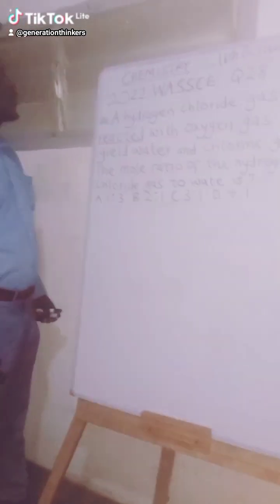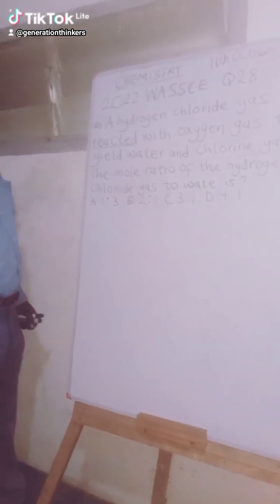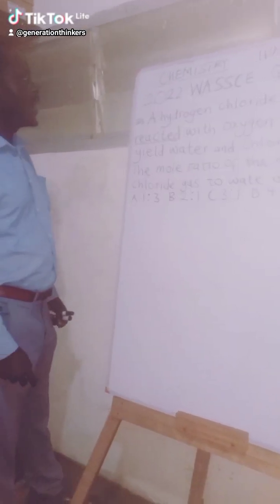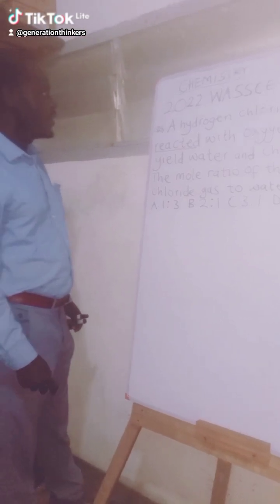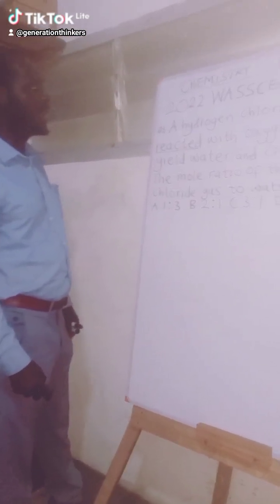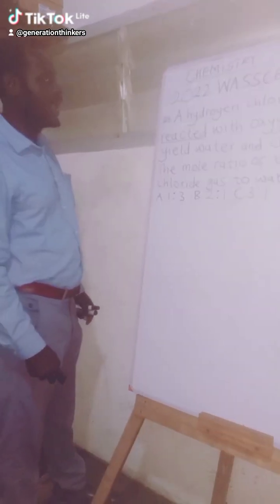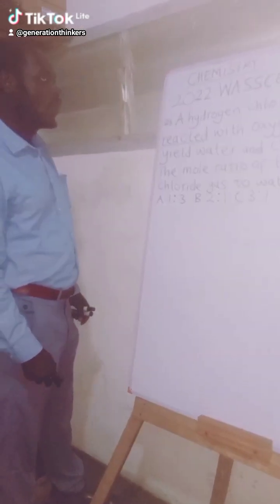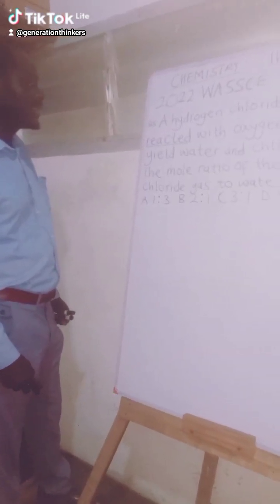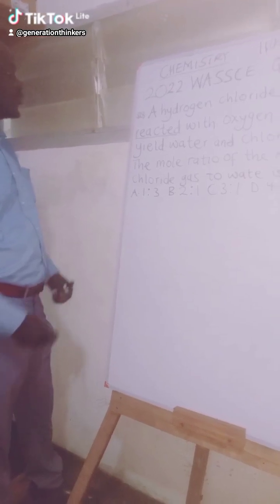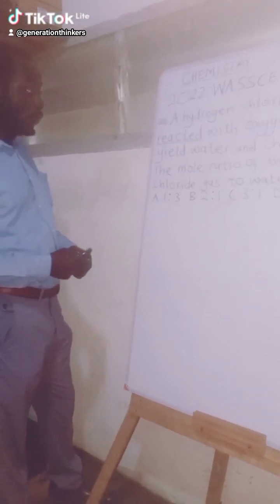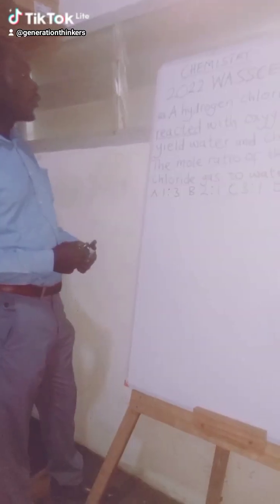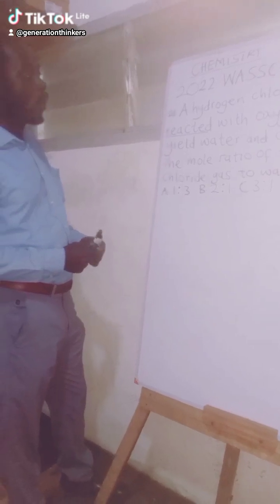Oversee question objectives. Question number 28. Hydrogen chloride gas reacted with oxygen gas to yield water and chlorine gas. The mole ratio of the hydrogen chloride gas to water is... so here we are finding the mole ratio of hydrogen chloride gas to that of the water.